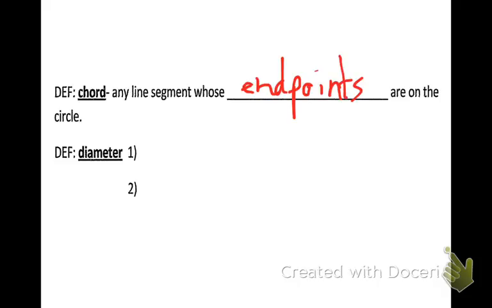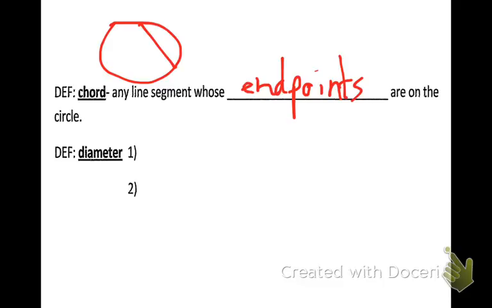are on the circle. Any line segment whose endpoints are on the circle. So if I have a circle, then a chord is simply that. That's a chord. It's a segment whose endpoints are on the circle.